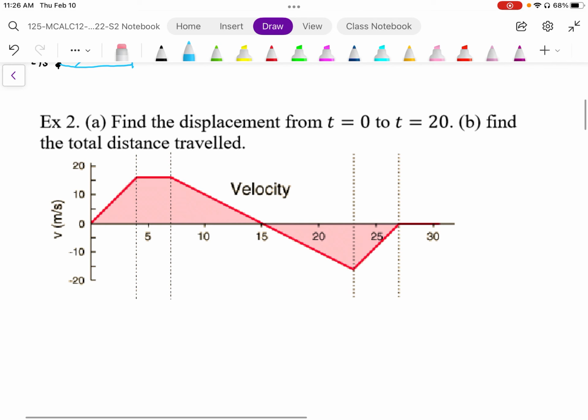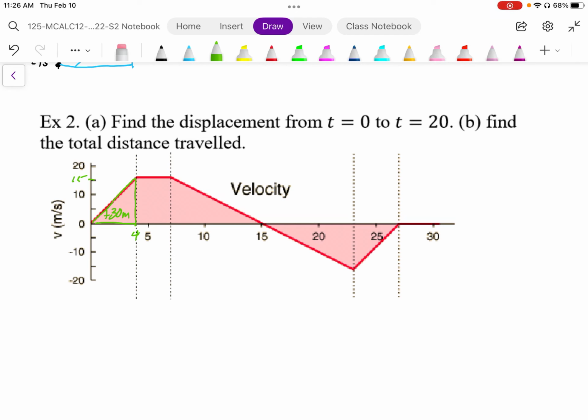For example 2, we're going to do displacement for A, but we're going to do distance for B. So we're first just going to do the displacement. So I'm going to use the area of these triangles. So in this case here, we'll say that that is at about 4. So we have 4 times 15 divided by 2. That's going to be positive 30 meter displacement.